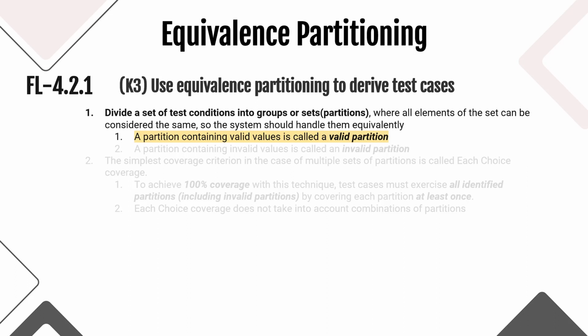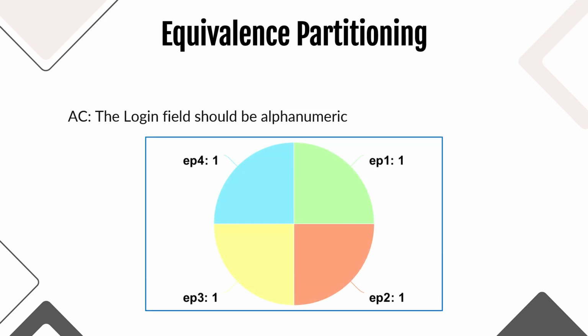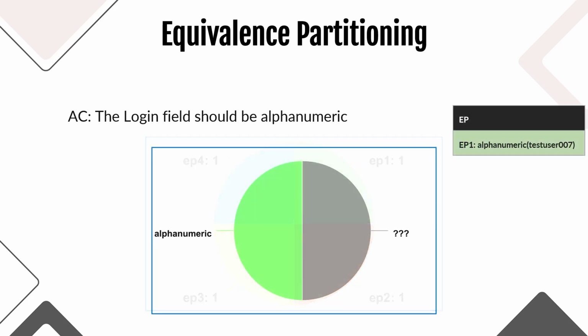The first step is to divide a set of test conditions into partitions, and you need to start with valid partitions. There is not much information in the user story. All that we know is that the login field should be alphanumeric. When we are dealing with non-numeric values, we recommend drawing a circle to visualize equivalence partitions and display valid and invalid classes as segments in the circle. We will have only one valid partition, alphanumeric value. For example, test user 007. This will be the only valid equivalence partition according to the user story. Let's move on to the next step.